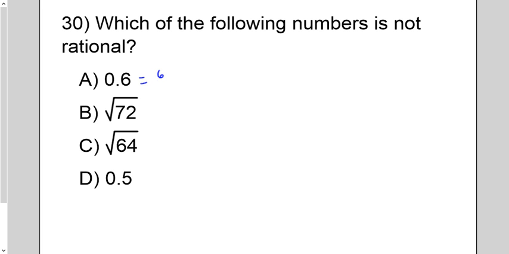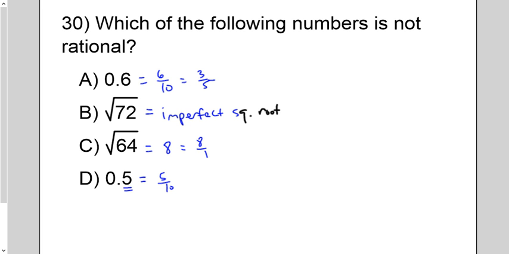30, which of the following is not rational? Well, we can take this and make it into a fraction, 6/10, which is the same as 3/5. Square root of 72 is an imperfect square root. It will not be a perfect integer like this, which we can turn into a fraction. And this becomes 5/10 because this is the 10th spot. And that's the same as 1/2. So fraction, fraction, fraction. This imperfect square root is always going to be an irrational number, so it's not rational.